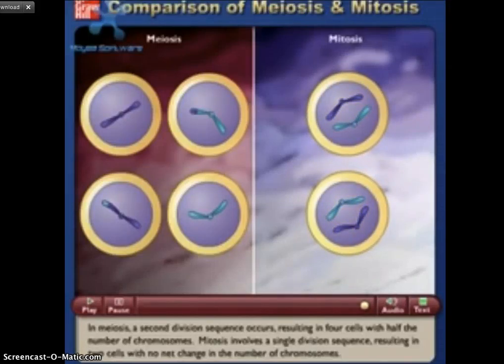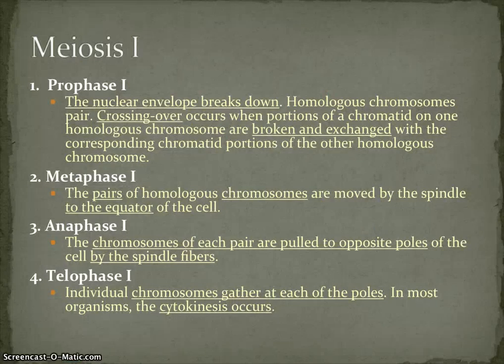Notice and compare meiosis on the left, you end up with 4 cells, sex cells, that have half the number. On the right, mitosis is whenever you end up with 2 cells that have the identical number of chromosomes and type. So now let's go through those phases a little bit more in depth.